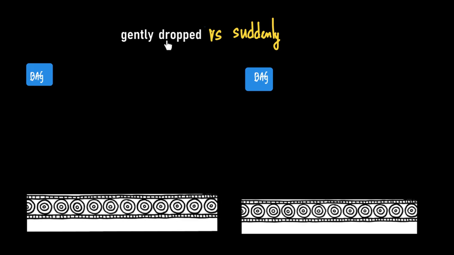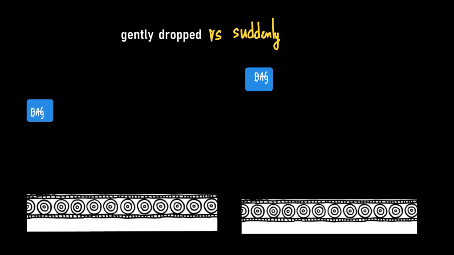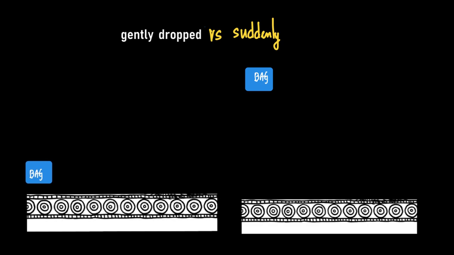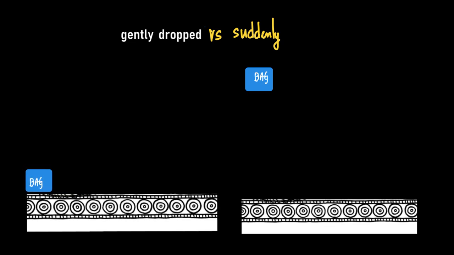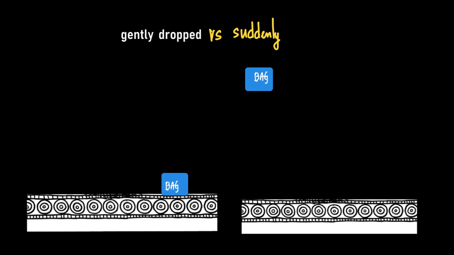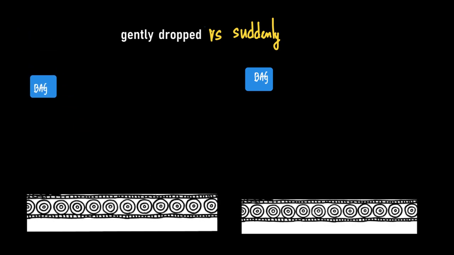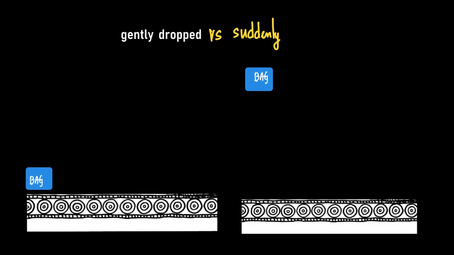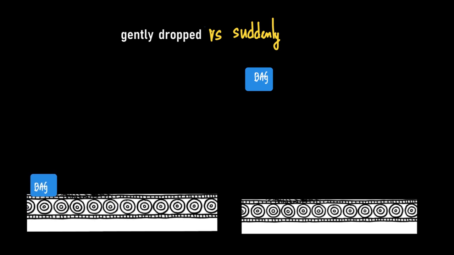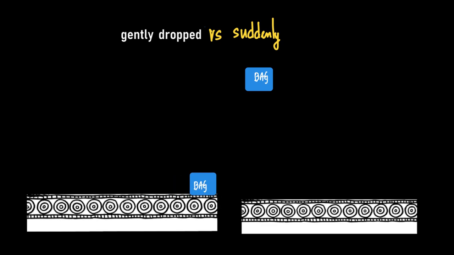If the bag is gently dropped, what's going to happen here is the bag is lowered slowly and kept on the belt, and slowly it will start moving along with the belt. I repeat, if the bag is lowered slowly, it will come to rest, then it will slowly move along the conveyor belt and eventually attain the same velocity as that of the belt.